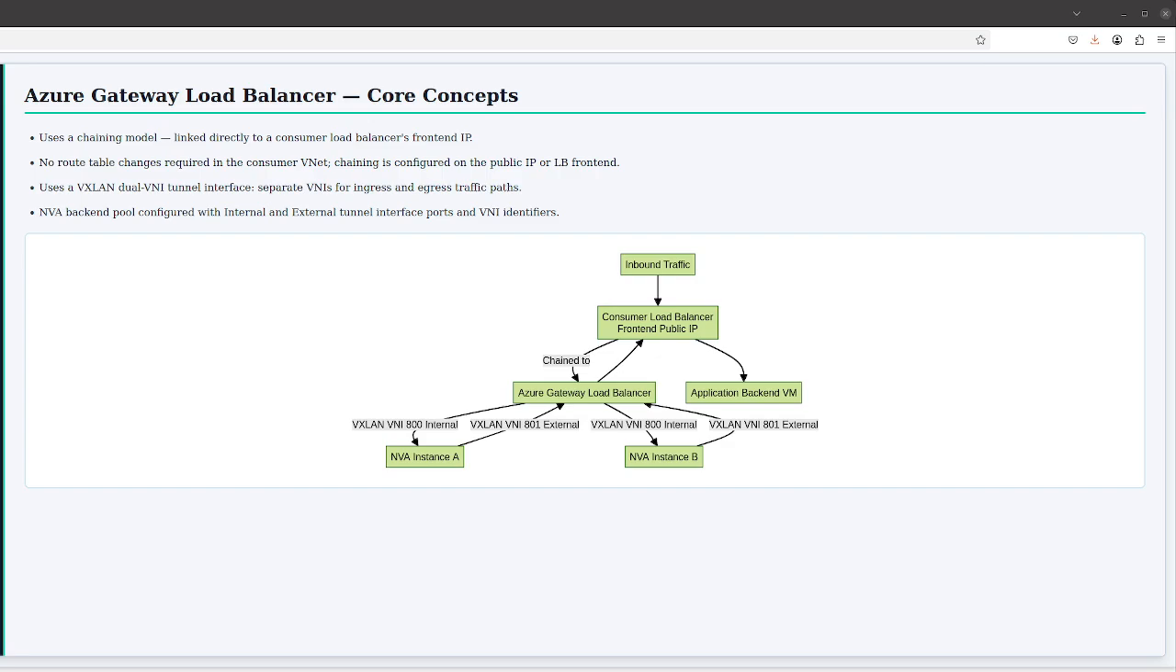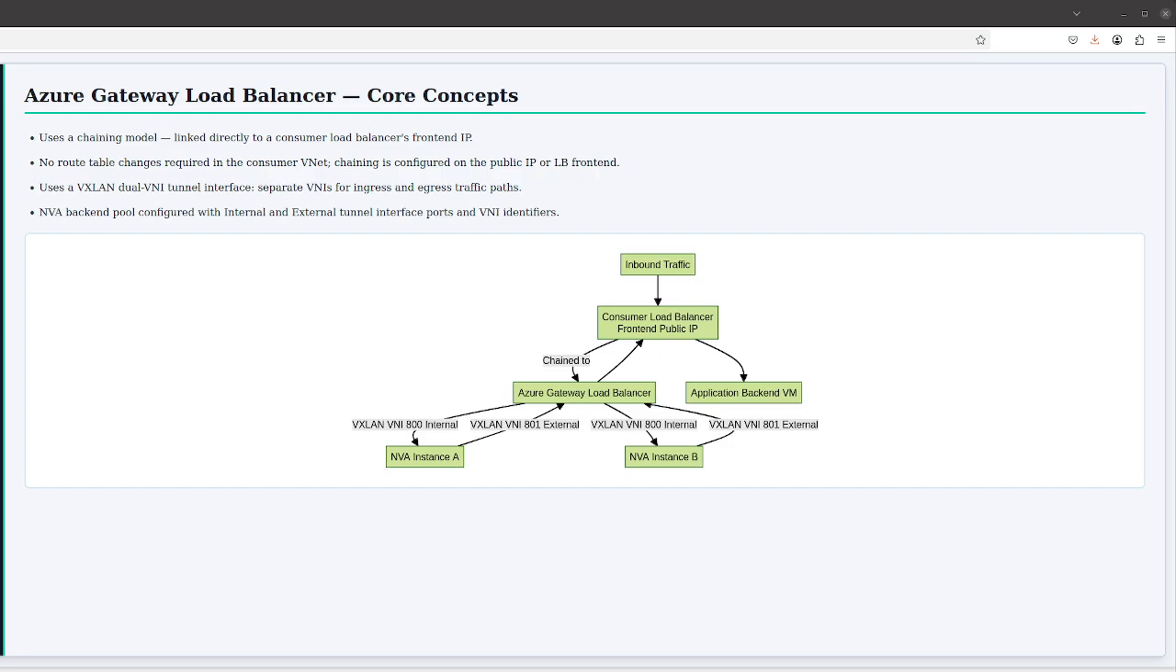This chaining mechanism is significant because it does not require route table changes in the consumer VNet, unlike the AWS model, which requires explicit UDR modifications. The diagram illustrates the Azure chaining model.